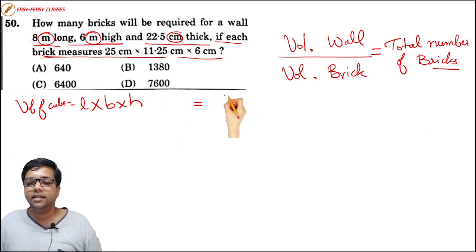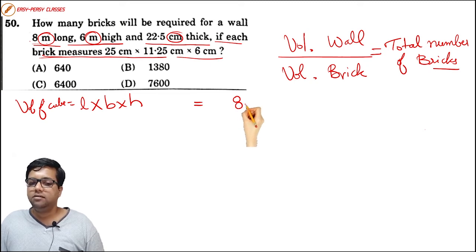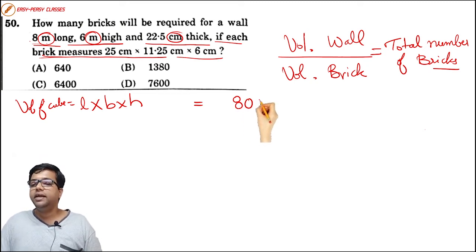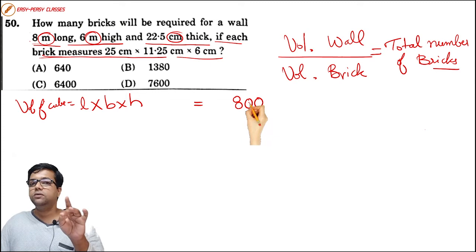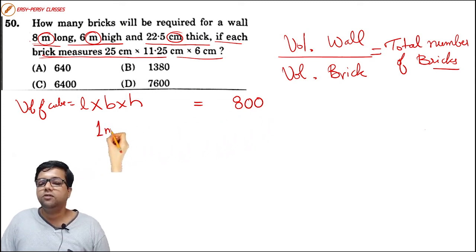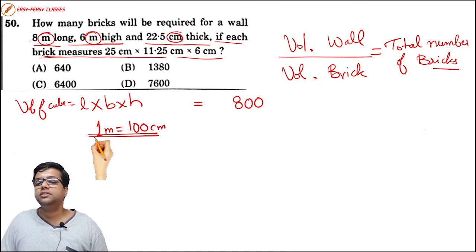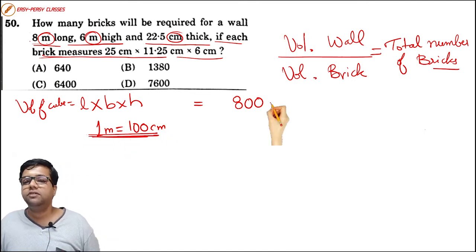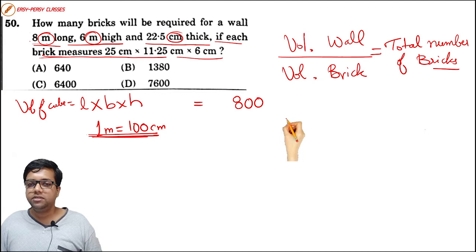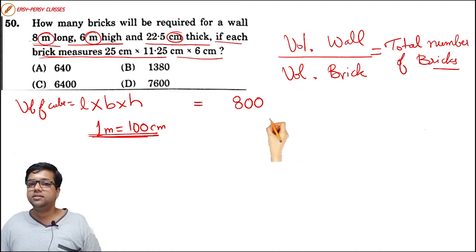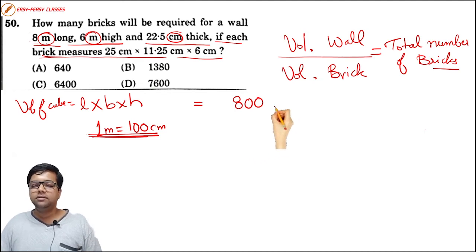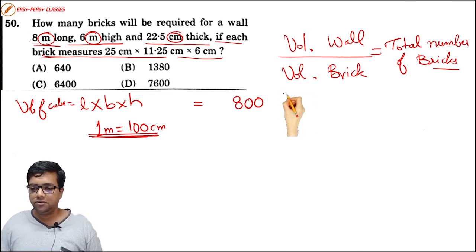So what is the length given over here? For the wall, 8 meter. But you can't take 8 meter. It should be 800 centimeter. 1 meter is equal to 100 centimeter. Units conversion chapter has this kind of information. In case you don't know, please go and revise it. 1 kilometer is equal to 1000 meters. 1 liter is equal to 1000 milliliters. These kind of conversion units you should be aware of always.